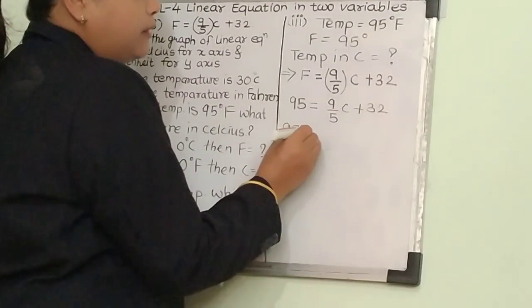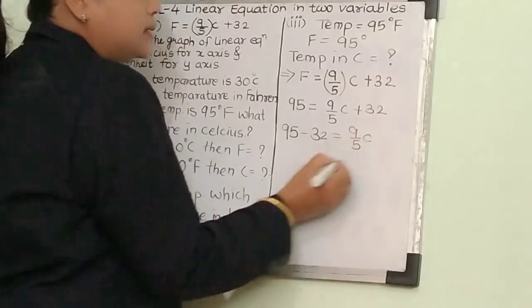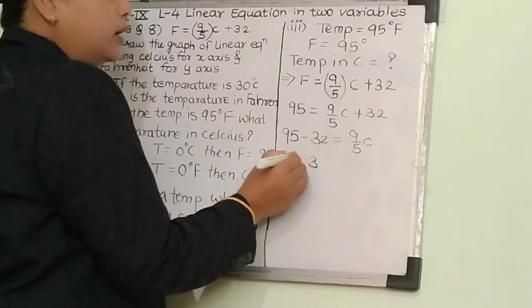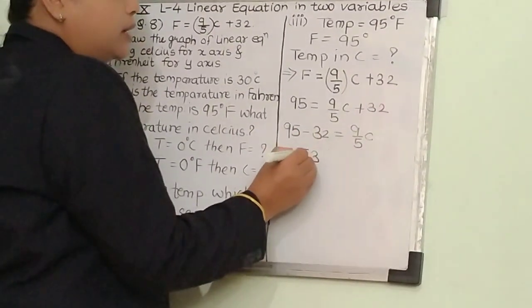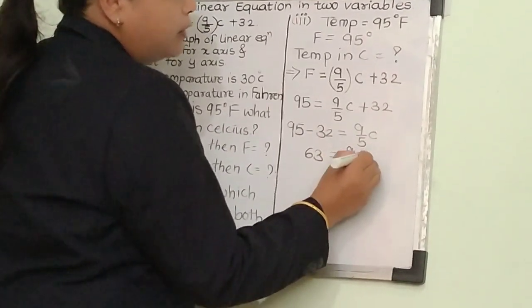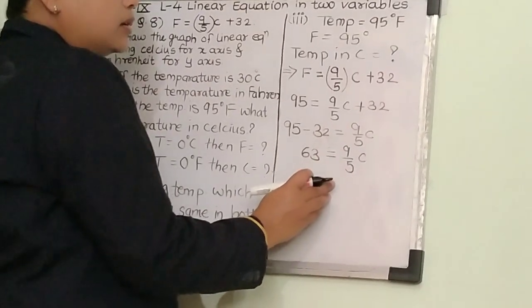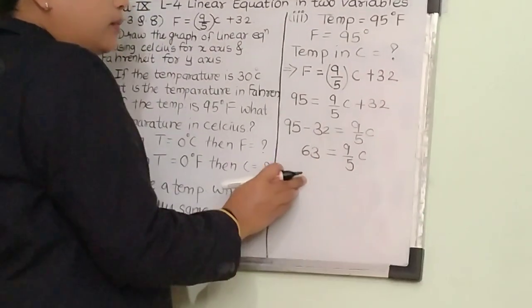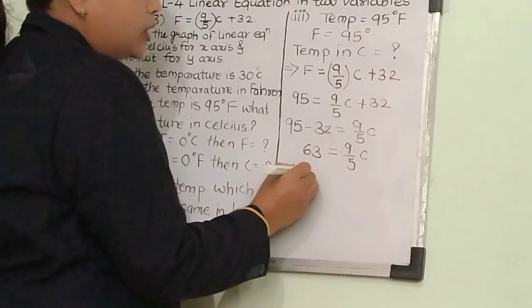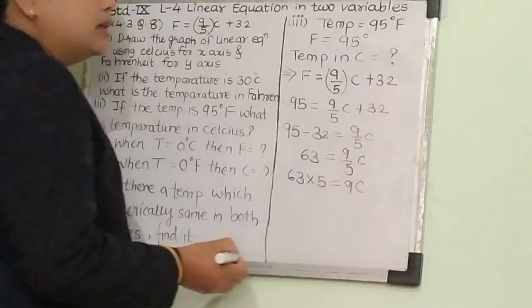So 95 minus 32 is equal to 9 upon 5 C. Now see the subtraction. 5 minus 2, it will be 3, and 9 minus 3, it will be 6. So 63 equals 9 upon 5 C. Again here 5 is divided, so it will come to this side and be multiplied with 63. So 63 into 5 equals 9 C.